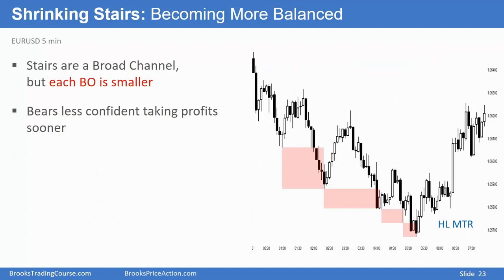Here are shrinking bear stairs. That's the size of that breakout. The next breakout is smaller before the bulls come in. Next breakout smaller, next breakout smaller. Well, the bears are taking profits faster and the bulls are more eager.